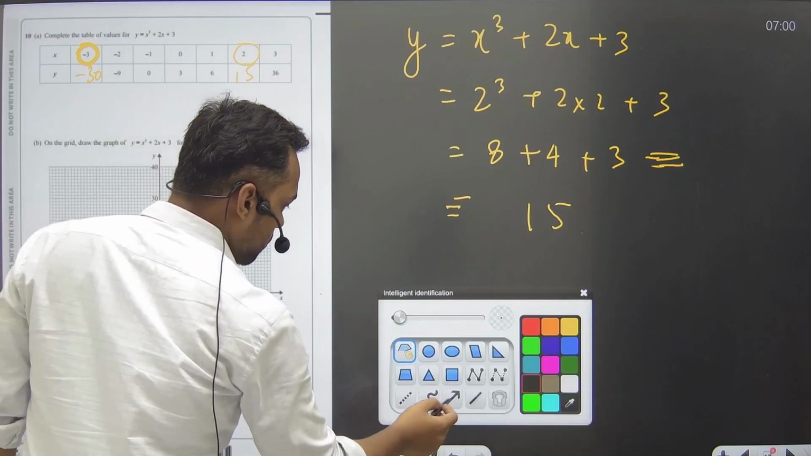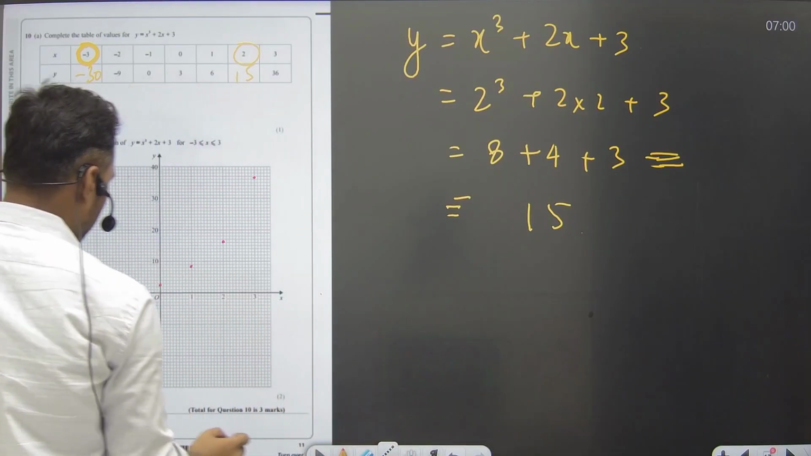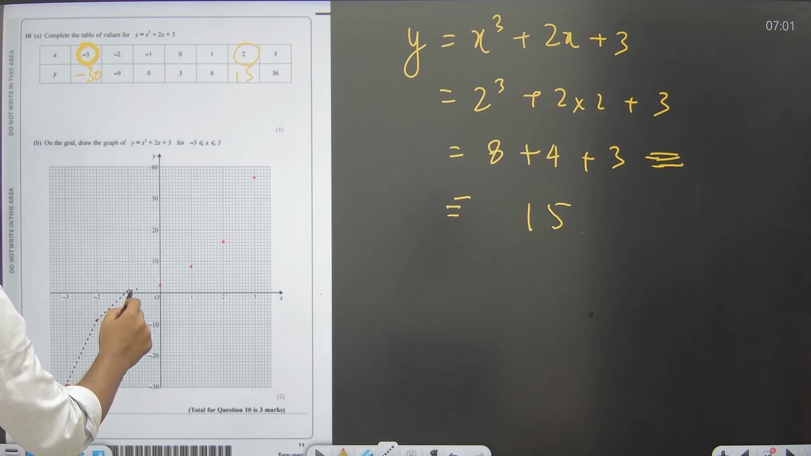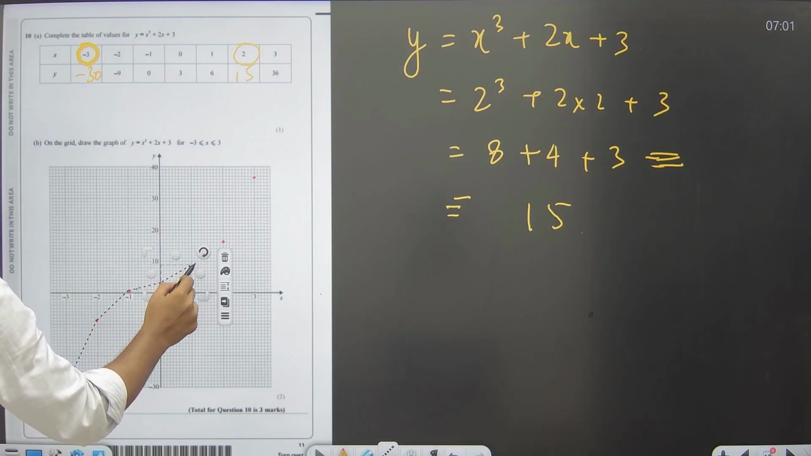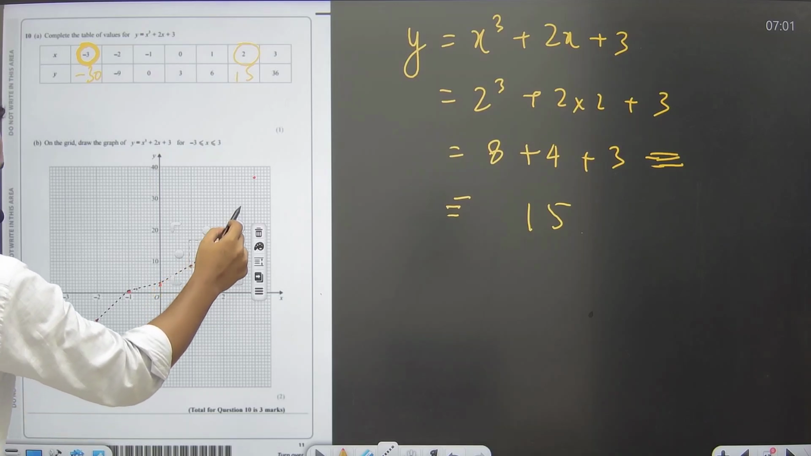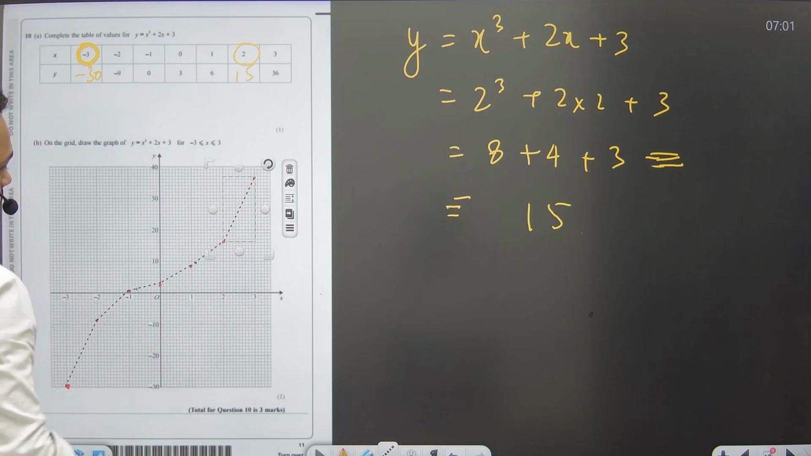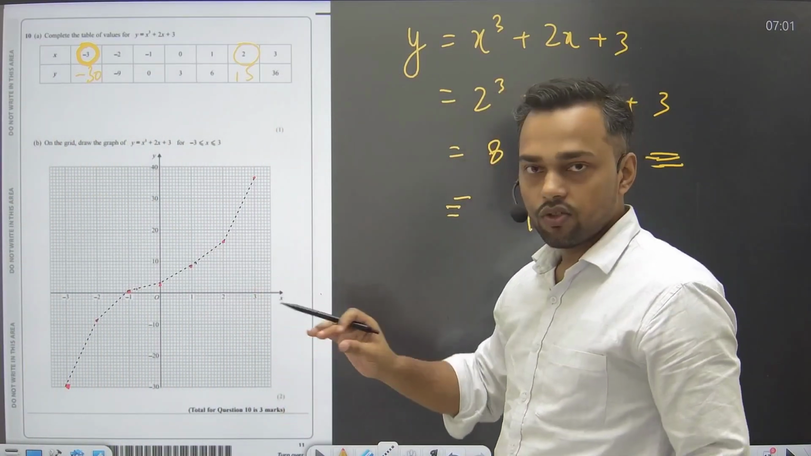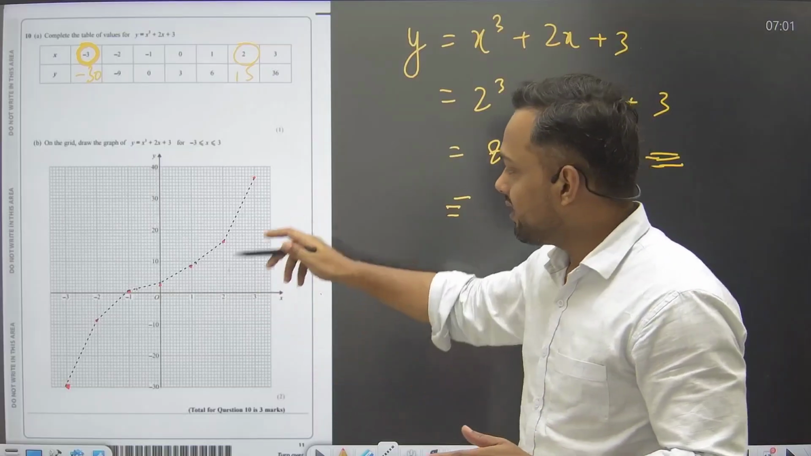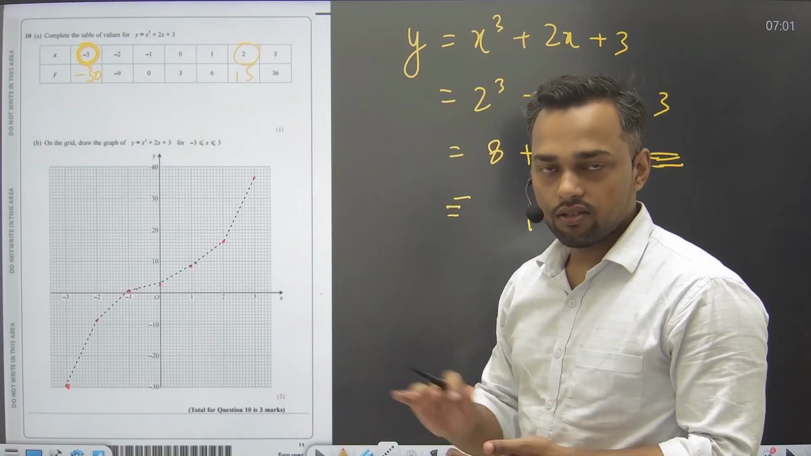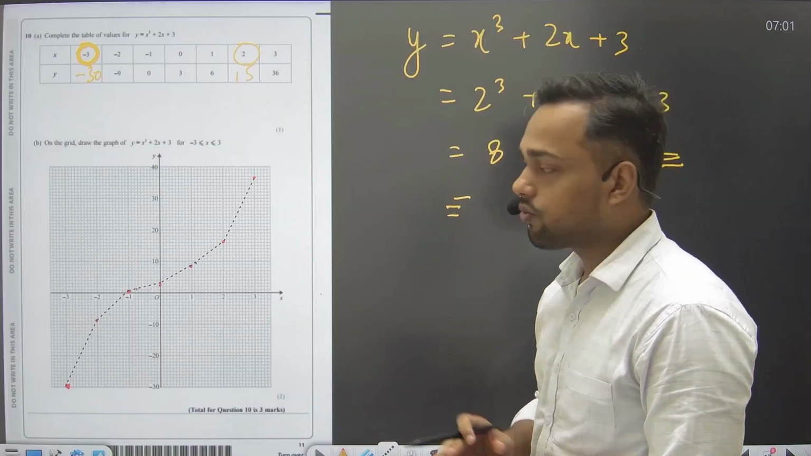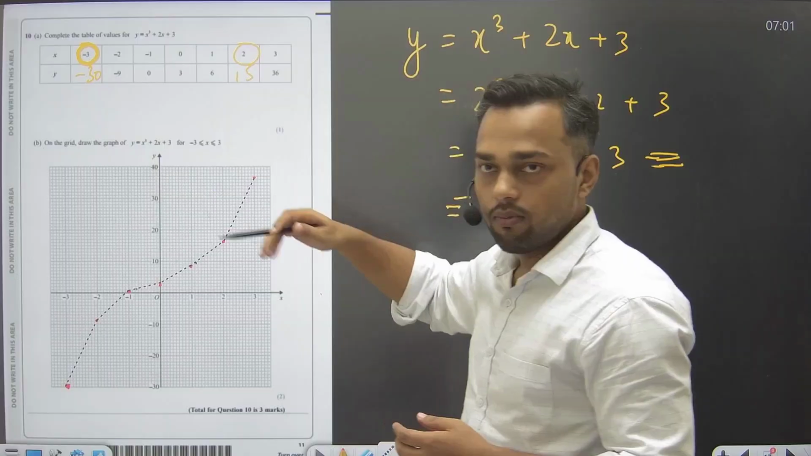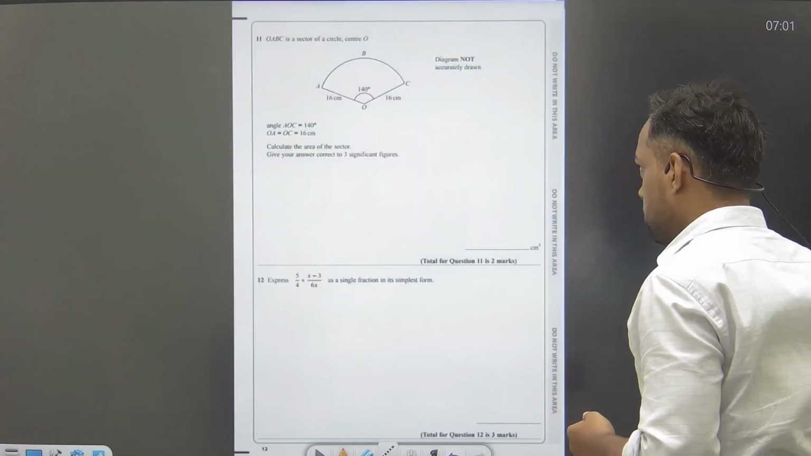Afterwards, we just need to join the points. So this is our graph, students. Roughly we will get it like this. You just need to plot the graph on the coordinate axis and then join those coordinates. This is how we need to do this question. First we plug in the values here, and then we plot the graph. Now let's move to the next question, students.